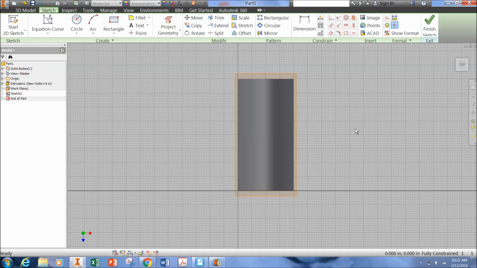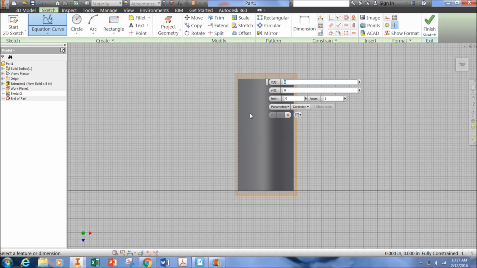Notice I want to define my curve in the positive x and positive y quadrant. Create an equation curve by defining x as t and y as the distance between the original two curves. That equation is 8 minus t squared minus t squared, which really turns out being 8 minus 2 times t squared.